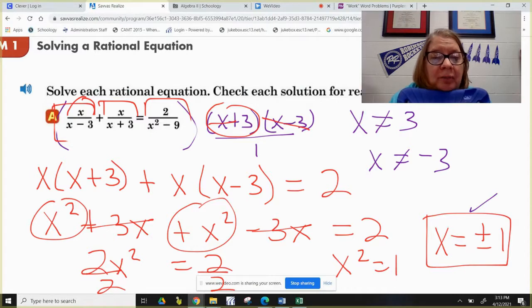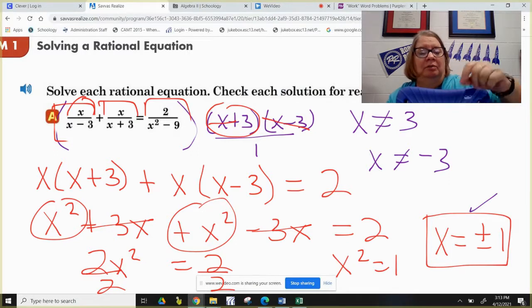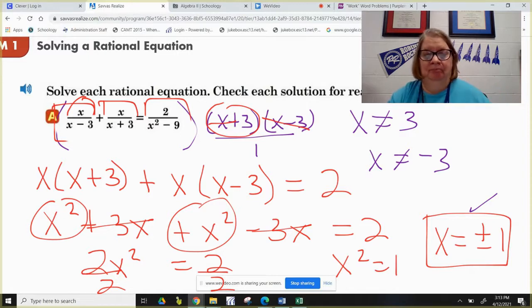What did we do? We found the common denominator by factoring, and then we multiplied each fraction by the common denominator because that got rid of the fraction for us. And then we just solved the equation that we had left. Okay, let's try another one.